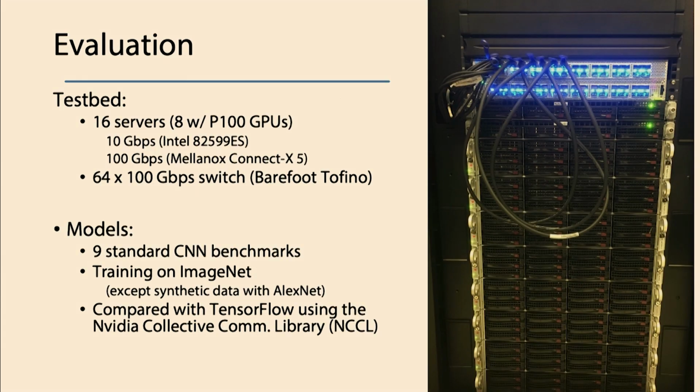Currently, our evaluations are at a fairly small scale. We have a cluster with 8 nodes involving GPUs and 8 nodes without GPUs. These nodes have both 10 and 100 gigabit networks, and we have a single Tofino switch. We evaluated SwitchML by training 9 standard convolutional neural network benchmarks over the ImageNet dataset. And we compare this training performance with TensorFlow using the NVIDIA Collective Communication Library, or NCCL.